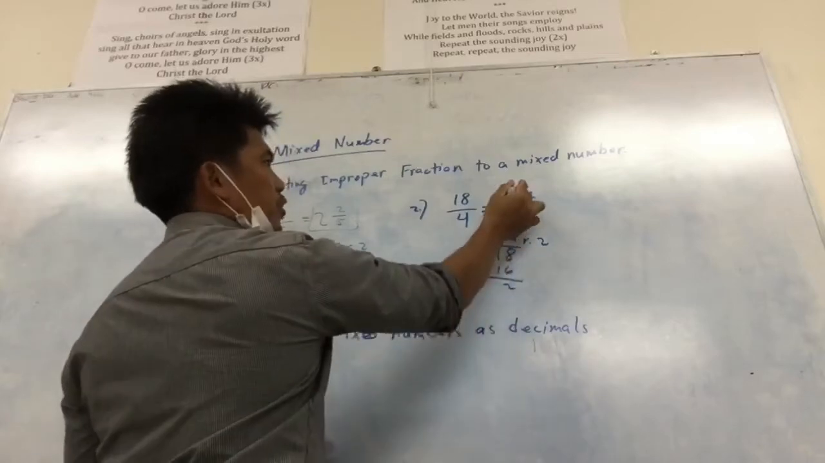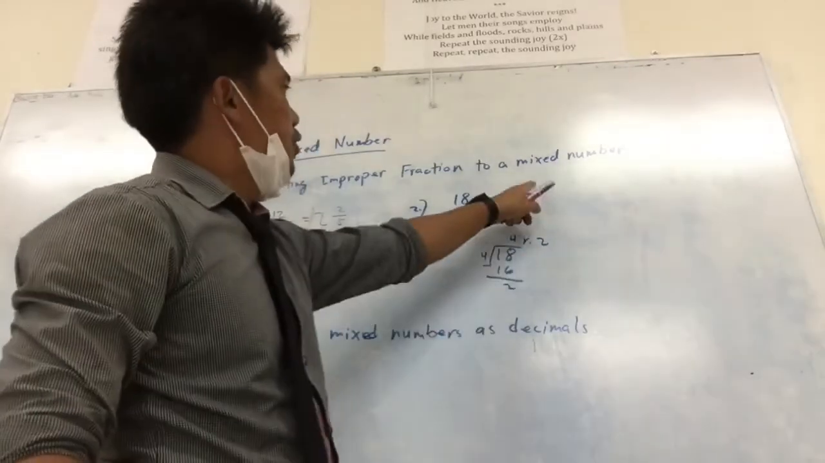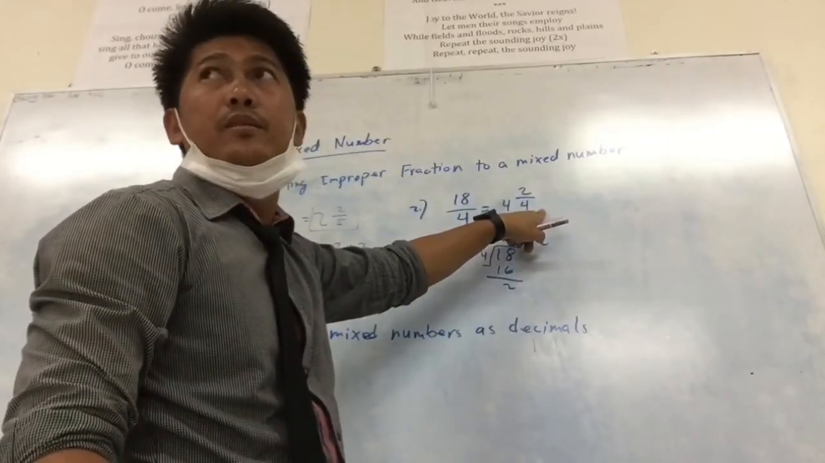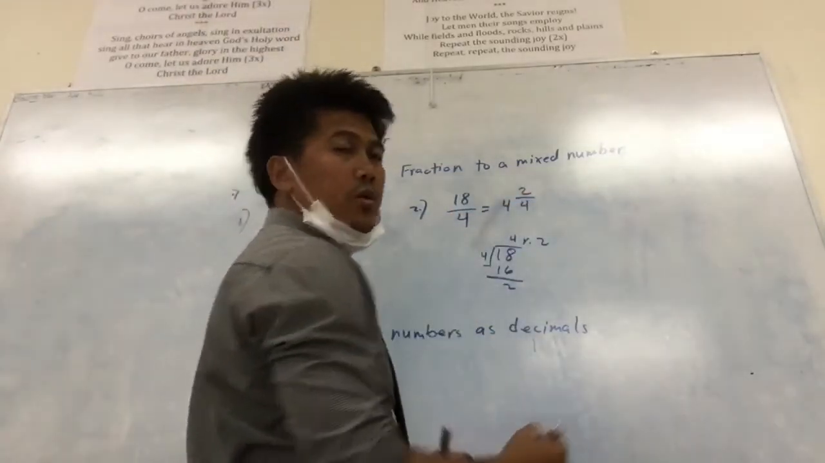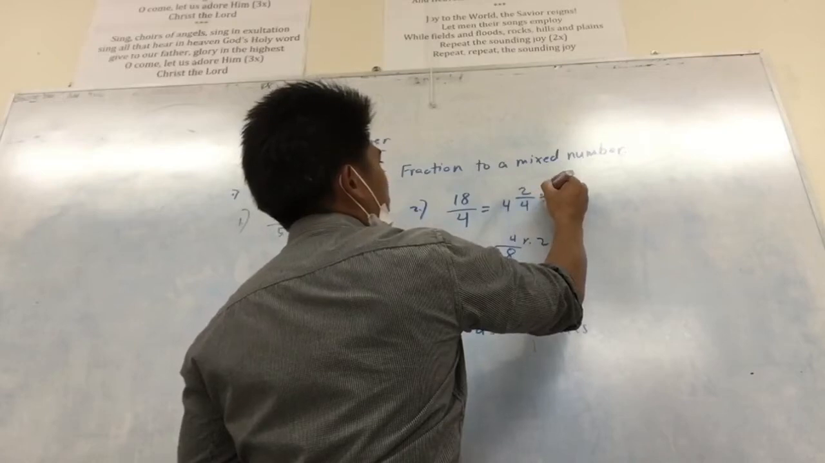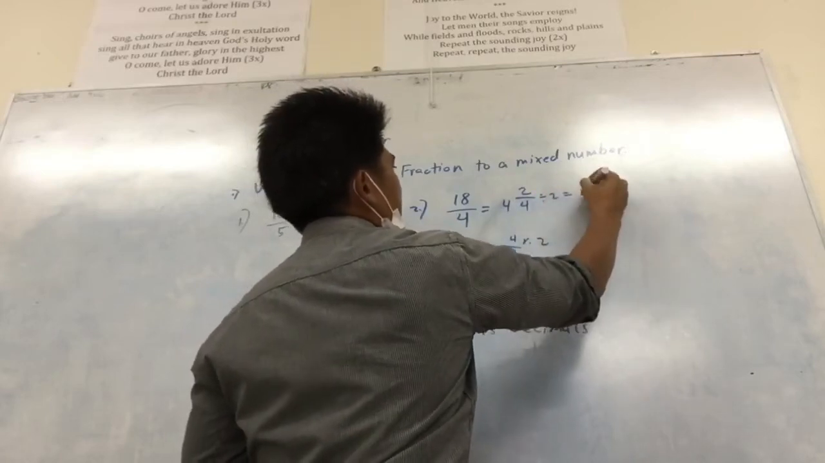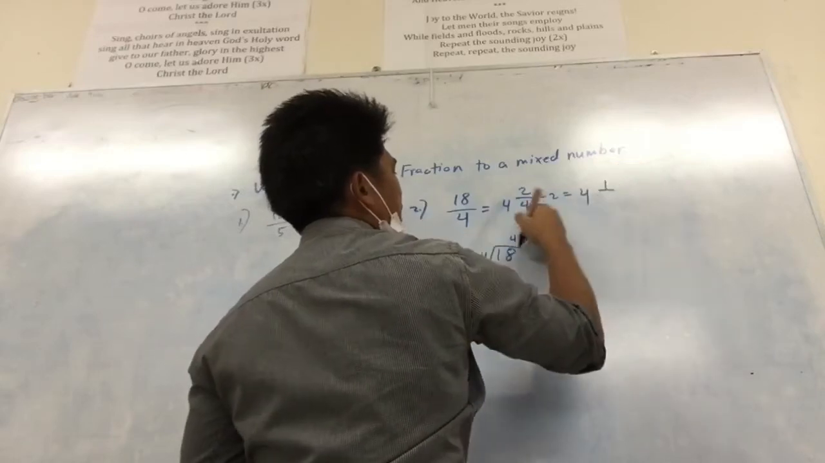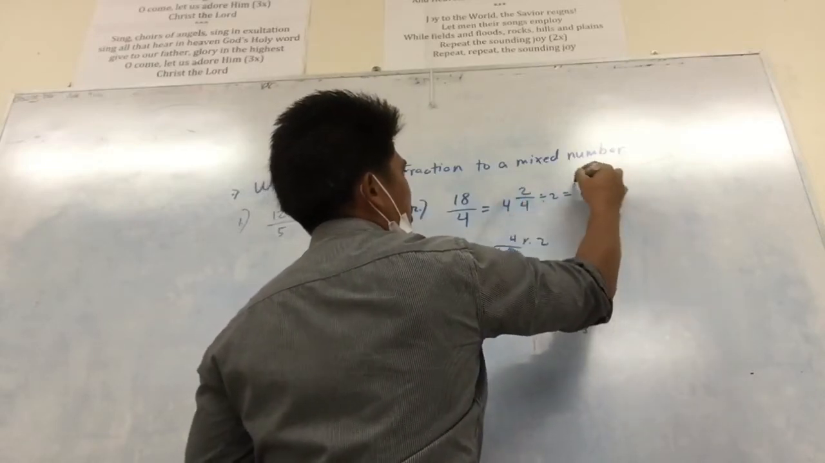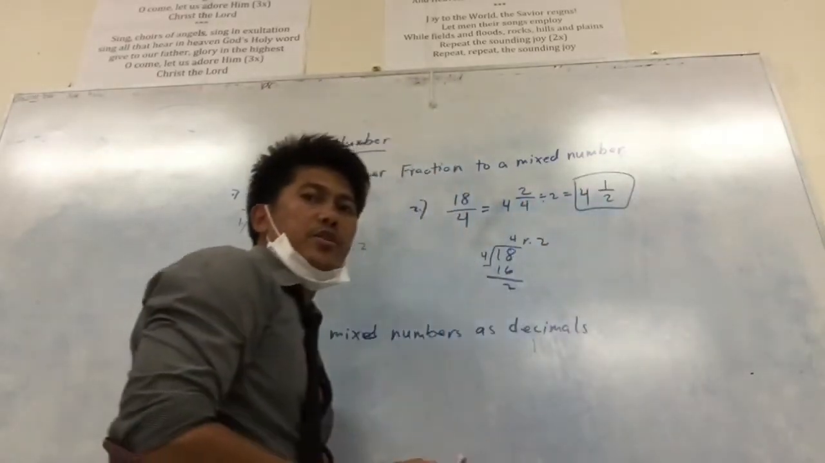You see, 2/4 can still be simplified. So find the GCF of 2 and 4, which is 2. So divide by 2, and you'll get 2 divided by 2 is 1 and 4 divided by 2 is 2. So this is your answer.